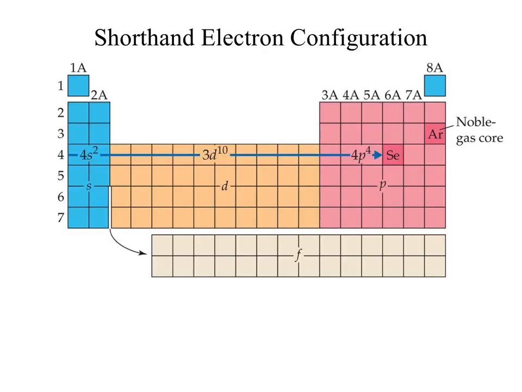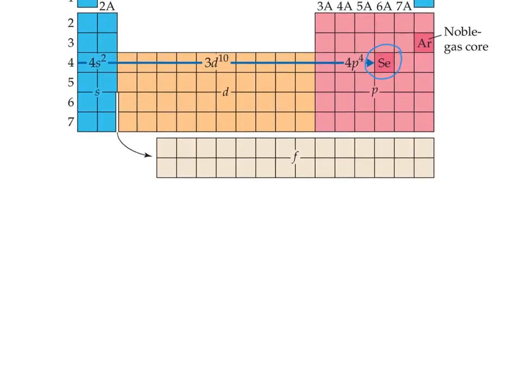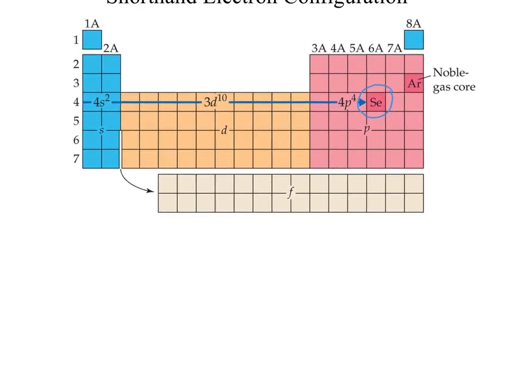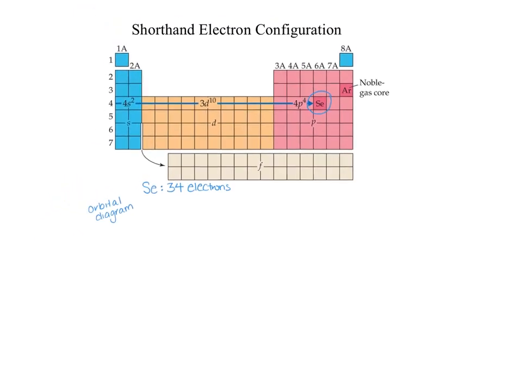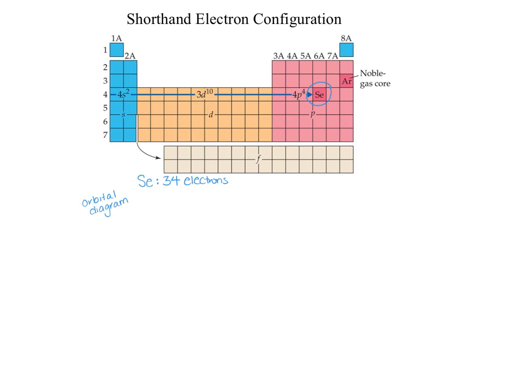We are going to look at selenium. Selenium is right here on the periodic table. And the first thing that we're going to do for selenium is the orbital diagram. When I look at selenium, I see that it has 34 electrons because its atomic number is 34. And so when I need to do the orbital diagram, I could draw boxes, but I learned with lines. So I'm going to draw lines because they do not take as long to draw as boxes, right?